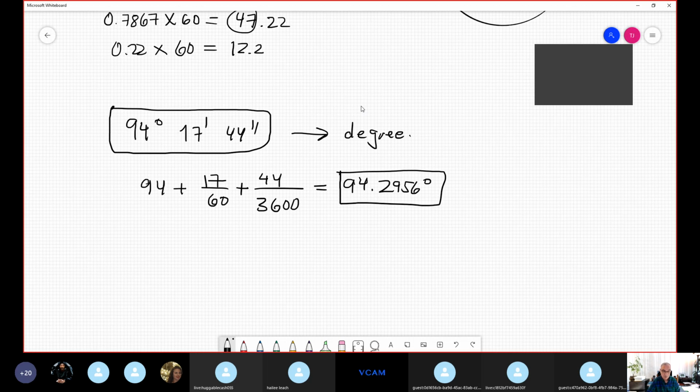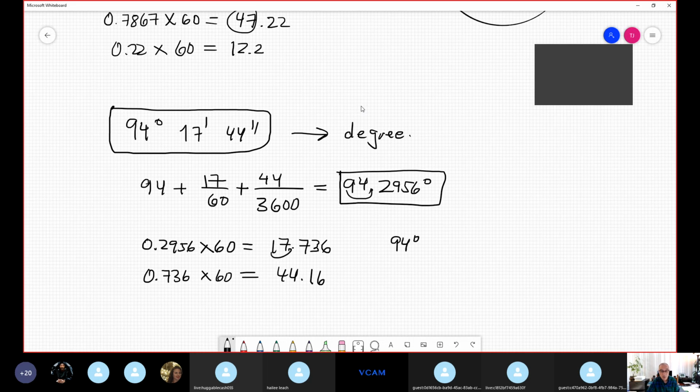If you want to see the procedure in the other direction, you take the decimal part, 0.2956, and you multiply by 60. The answer is 17.736. And now you take again the decimal part, 0.736, and multiply by 60 again. And the answer is 44.16. So you form it: 94 degrees, the whole part; then 17 minutes, the whole part; and 44 seconds. Got it?